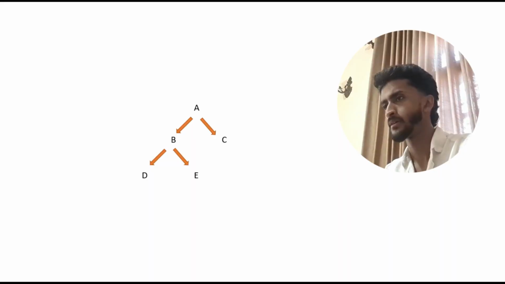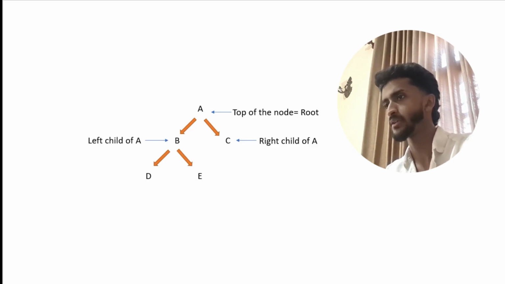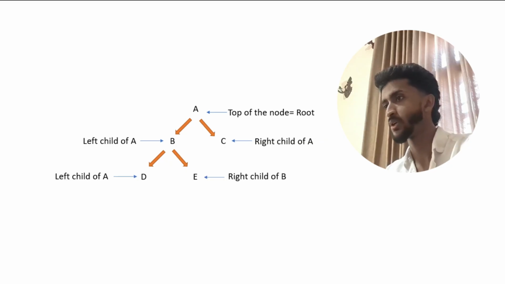As you can see, this is a simple binary tree. There is a node A at the top. A has two children, B on the left and C on the right. The node B again has two children, D on the left and E on the right. This is a simple binary tree, right?